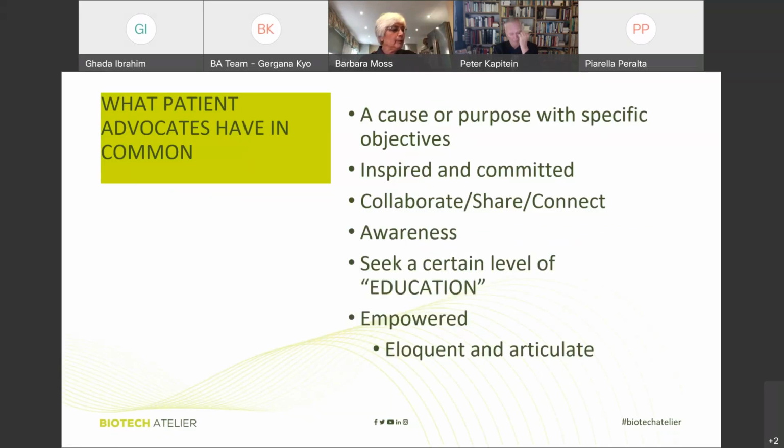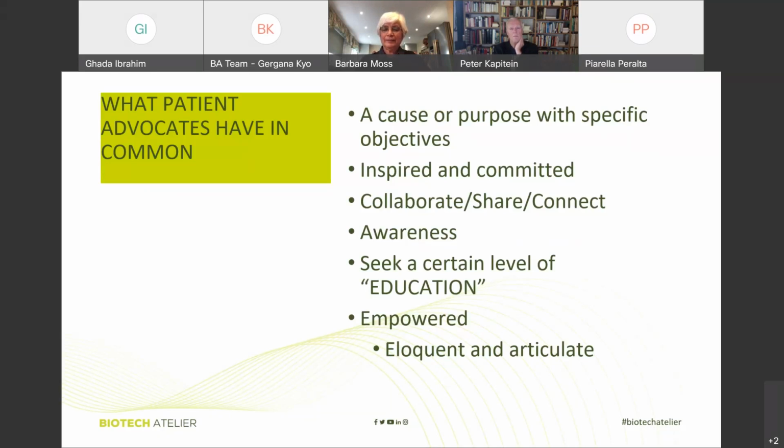All patient advocates are inspired and committed, and they love to collaborate, to share and connect. They also seek a level of awareness. They are hungry for awareness, actually. They like to be as aware as possible.